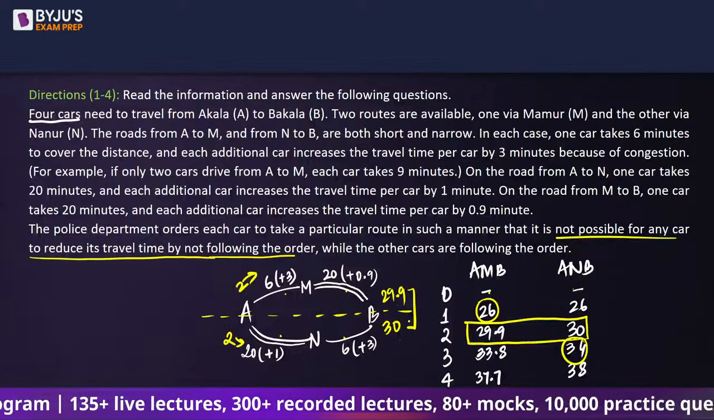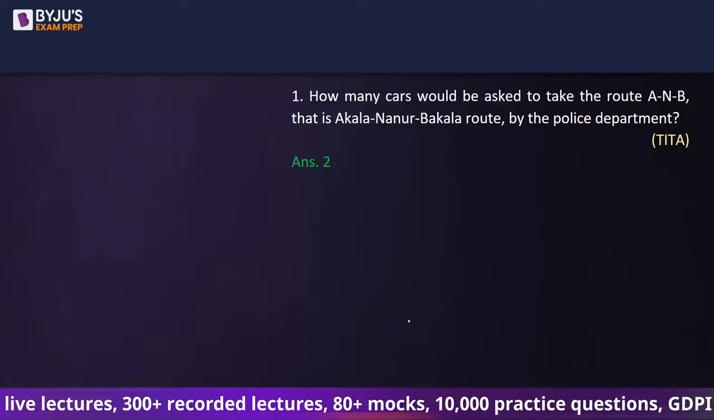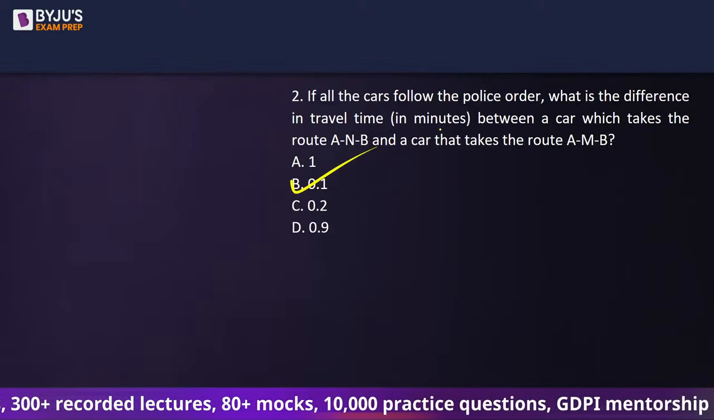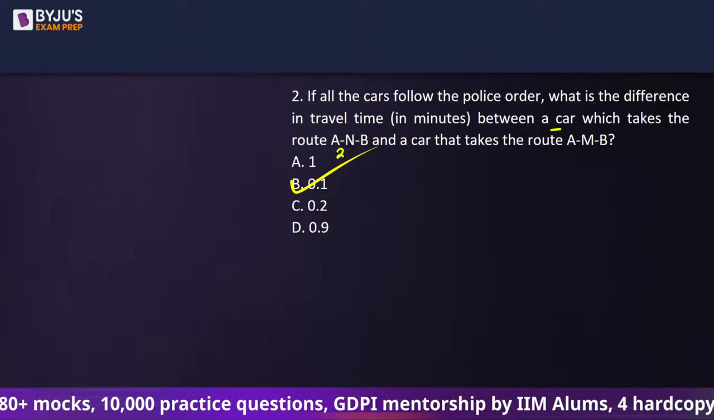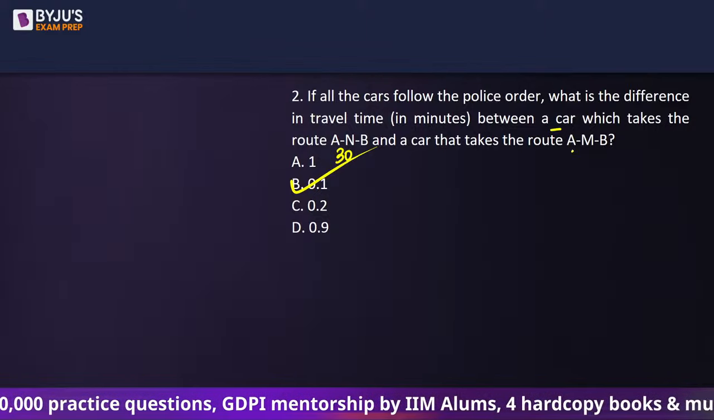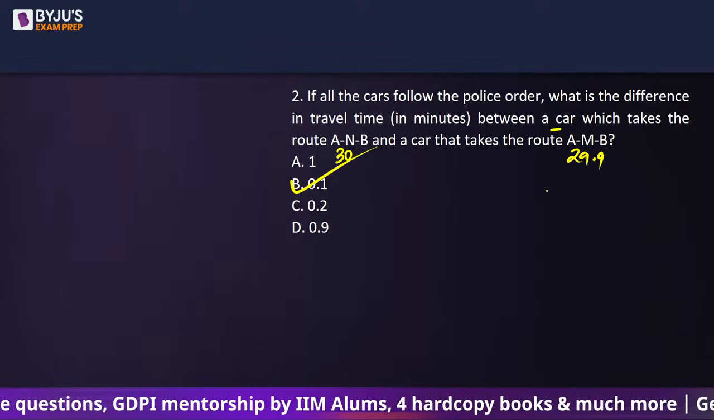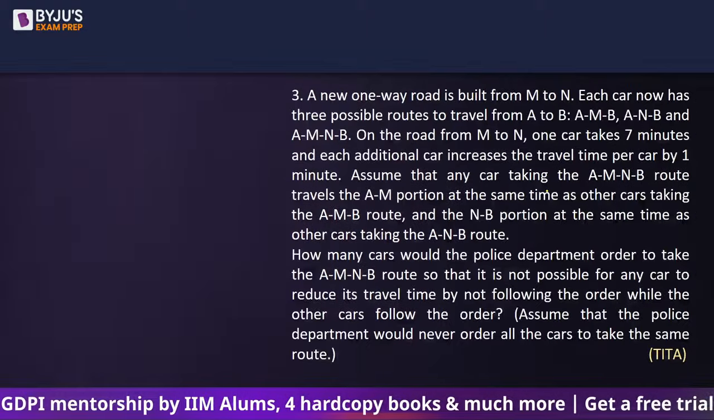So one car will take 30 minutes, another car will take 29.9. So there is a gap of 0.1, right? A and B नीचे वाले में 30 minutes लग रहा है per car and A and B में हर car को 29.9 लगता है. So it's going to be 0.1.